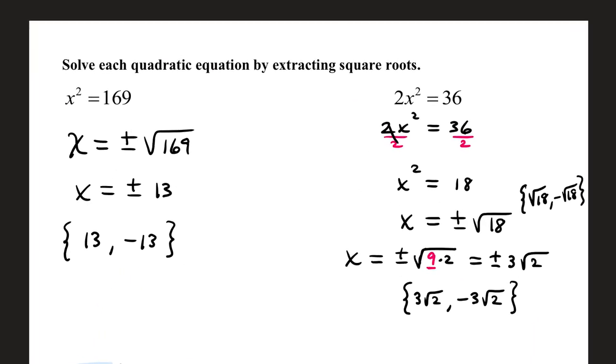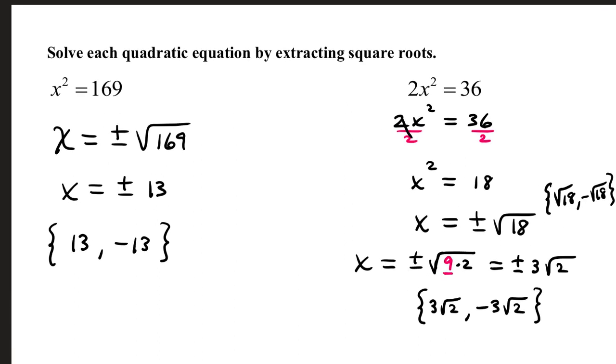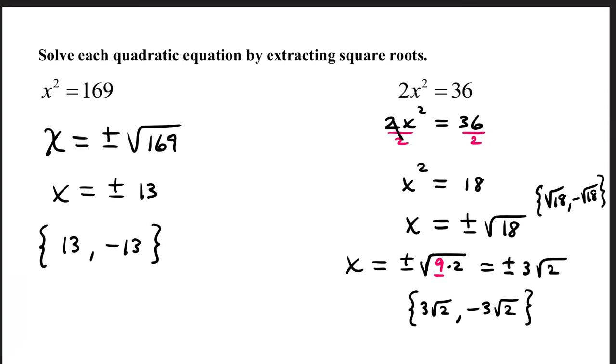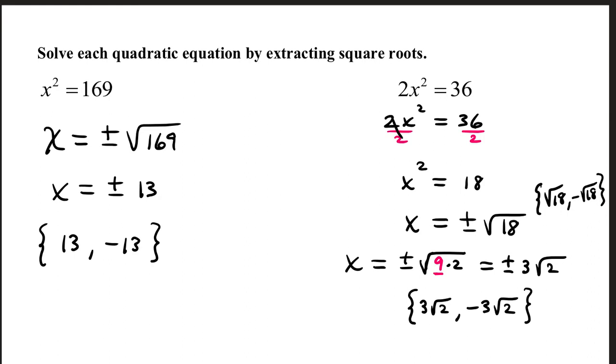A specific type of quadratic equation is one that uses a technique called extracting square roots. If you ever have the format of an equation where you have something squared equal to a number, you take the square root of both sides, including the positive and negative square root. X equals positive and negative square root of 169, which is the same as positive and negative 13. These are the two solutions to that equation.